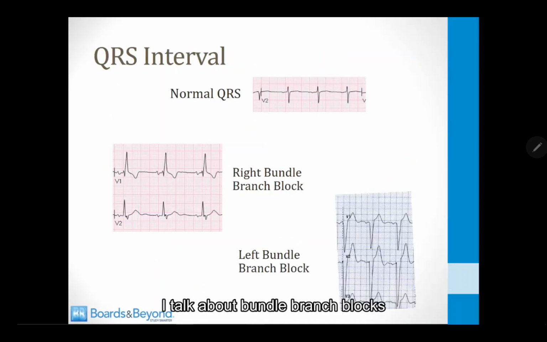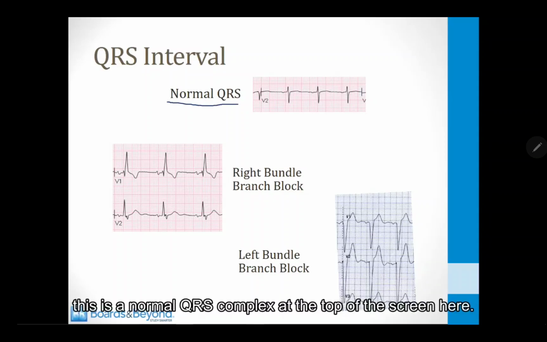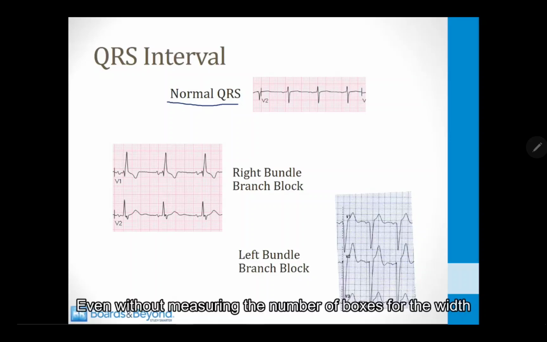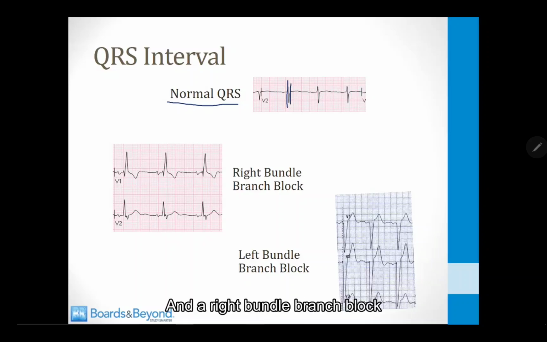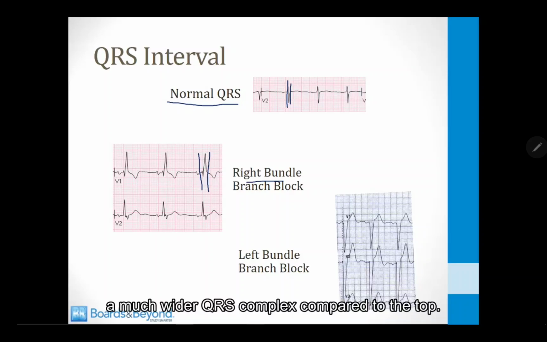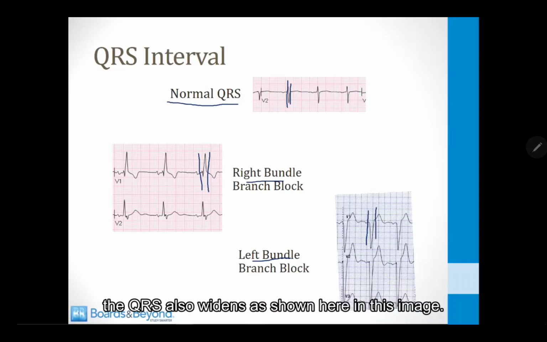In another video, I talk about bundle branch blocks, but just to quickly review here, this is a normal QRS complex at the top of the screen here. Even without measuring the number of boxes for the width of the QRS complex, you can see that it's very narrow from start to finish. In a right bundle branch block, the QRS complex becomes widened. Hopefully you can appreciate that this is a much wider QRS complex compared to the top. And similarly, in a left bundle branch block, the QRS also widens as shown here in this image.